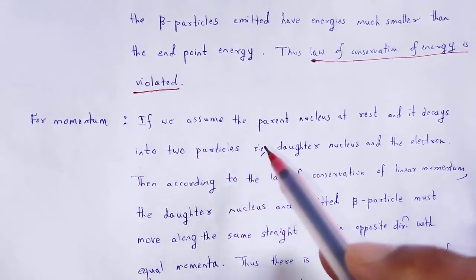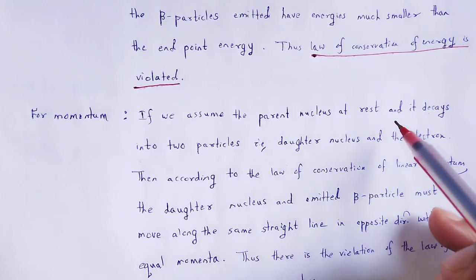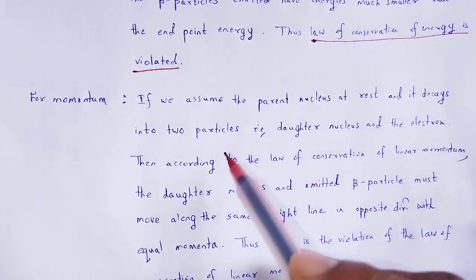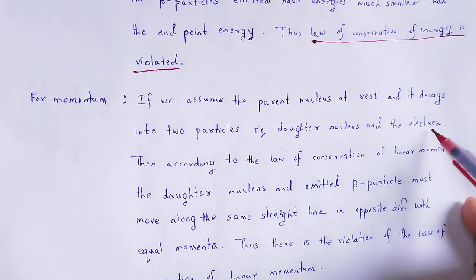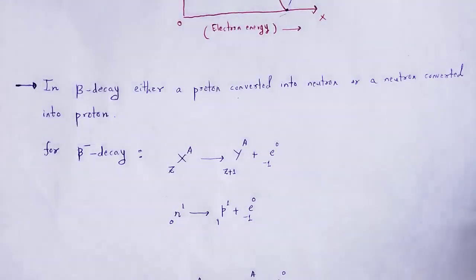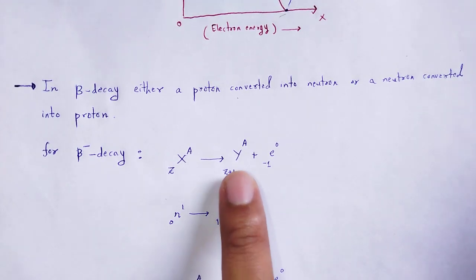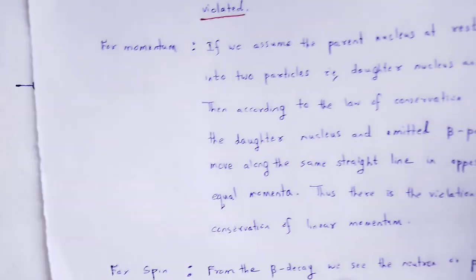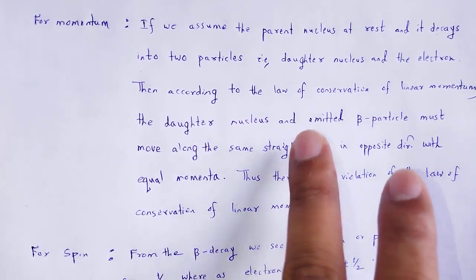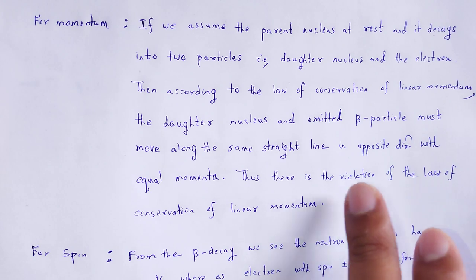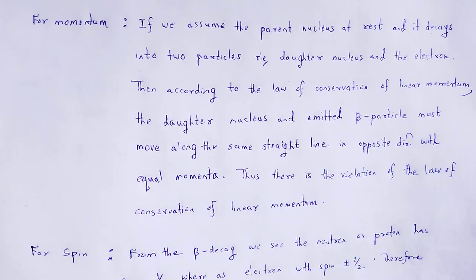If we assume the parent nucleus is at rest and it decays into two particles, one is the daughter nucleus, another one is the electron. According to the law of conservation of linear momentum, the daughter nucleus and the emitted beta particle must move along a straight line, and these two move in opposite directions having equal momenta.